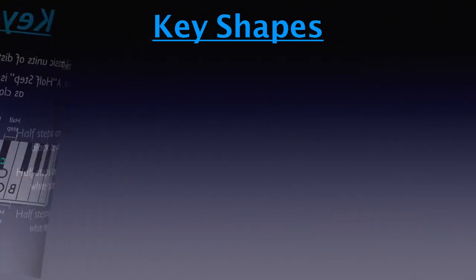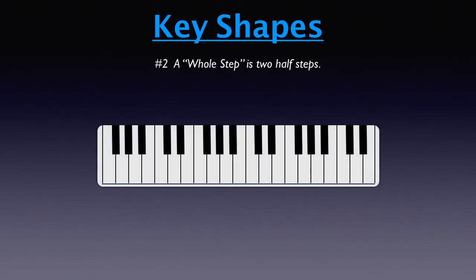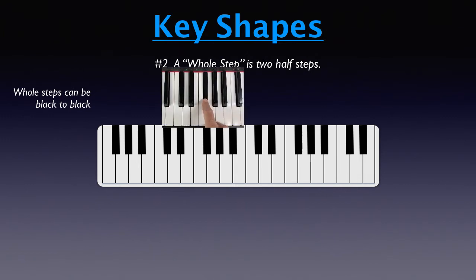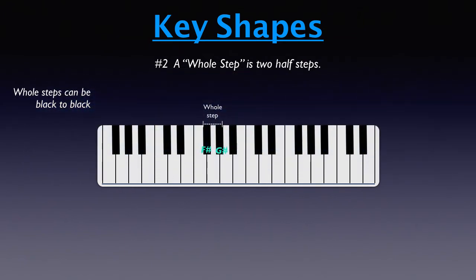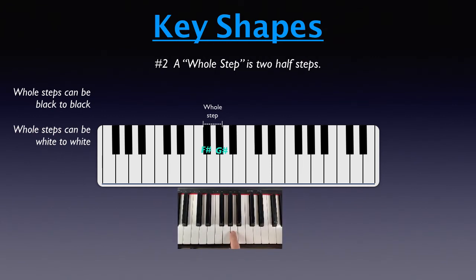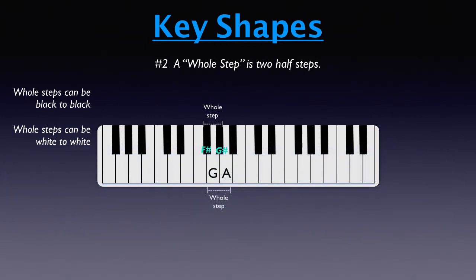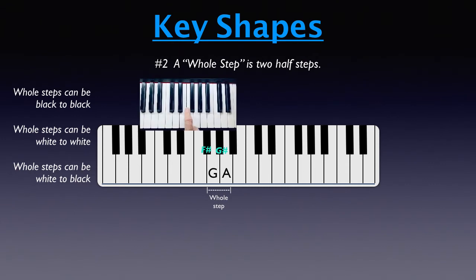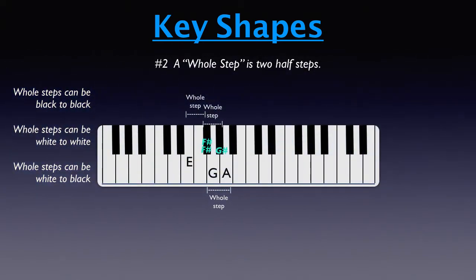A whole step is two half steps. Whole steps can be black to black. Whole steps can be white to white. Whole steps can be white to black. Whole steps can be black to white.